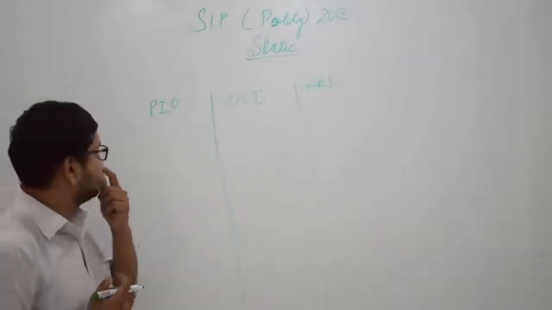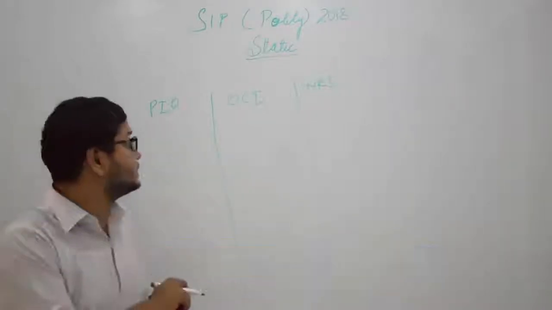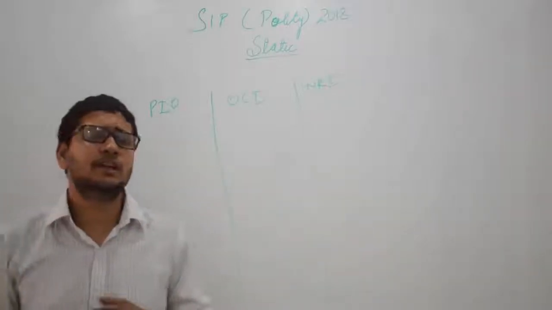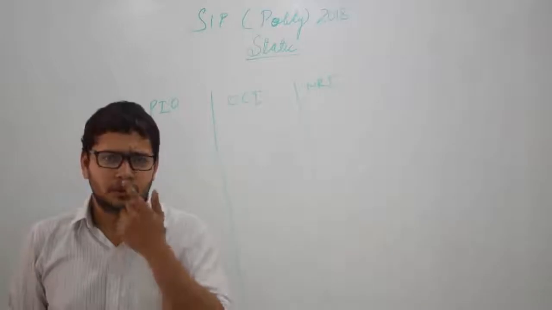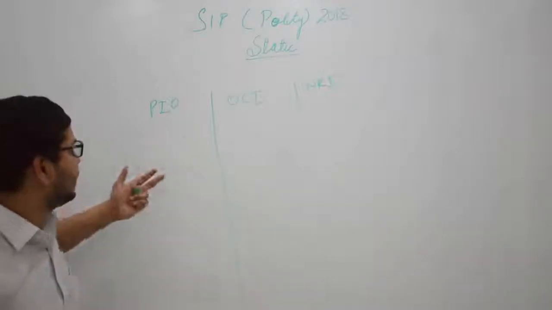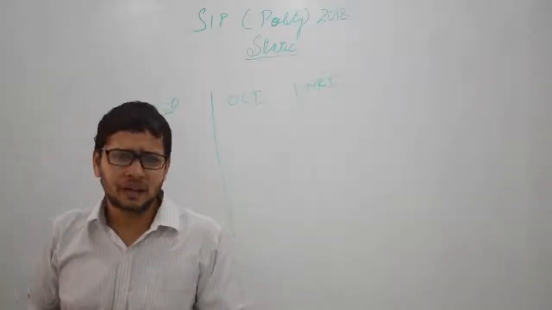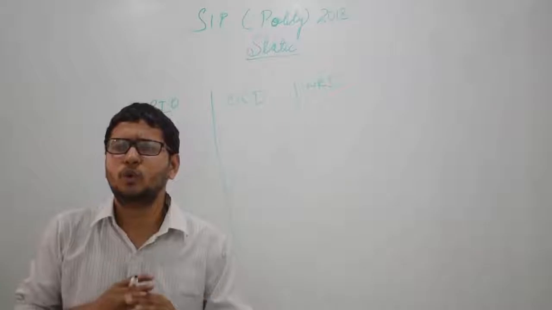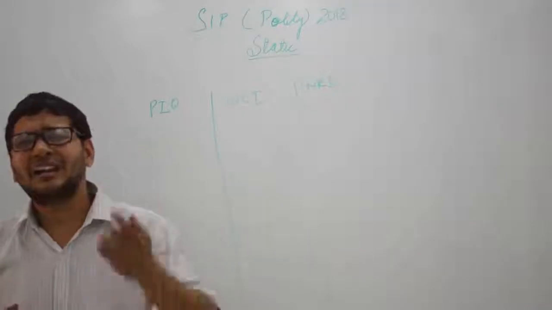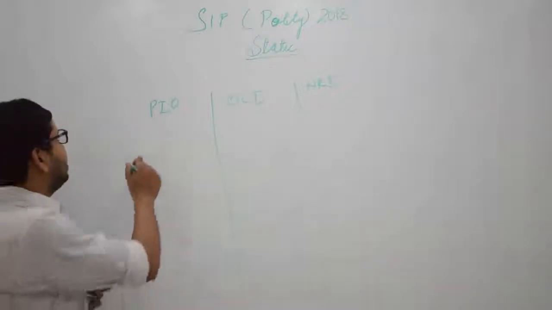So let's move to the last part of this chapter, which is again a very important part. Difference between PIO, OCI and NRI. So in 2016, the government merged the PIO and the OCI schemes because PIO were having a lot of problems. But we should know the difference between them. PIO are the people who have migrated abroad long back. Those people who are in West Indies, Fiji, Mauritius, Suriname, these people migrated more than 100 years back. Mostly they are considered as people of Indian origin, PIO.